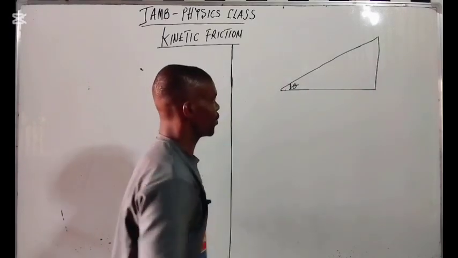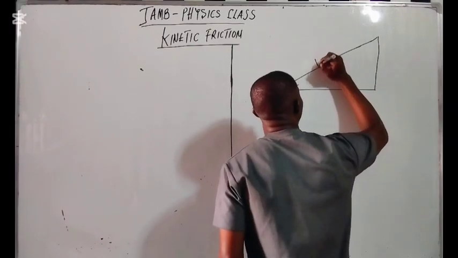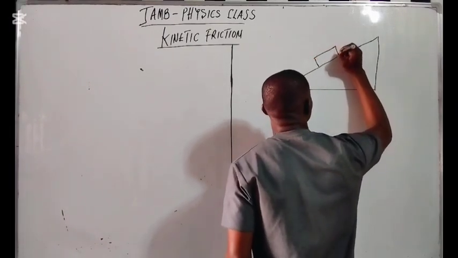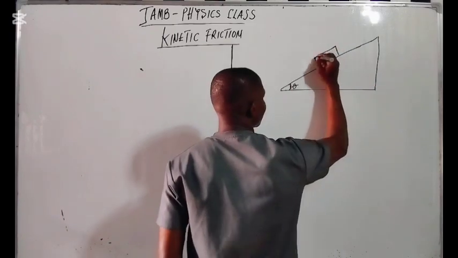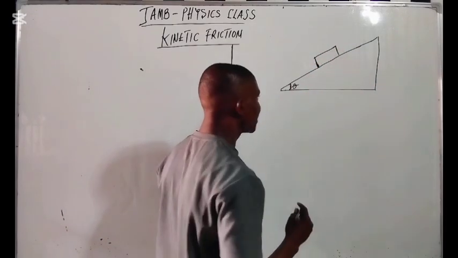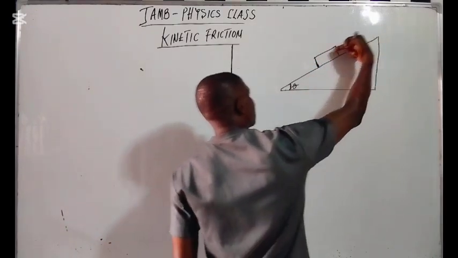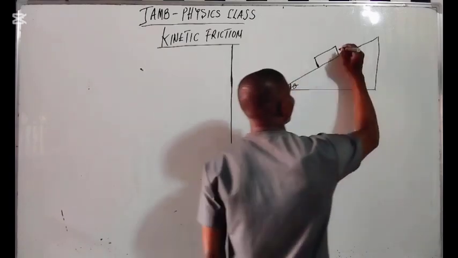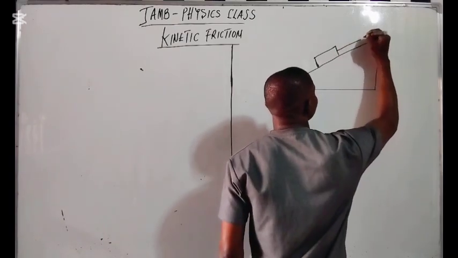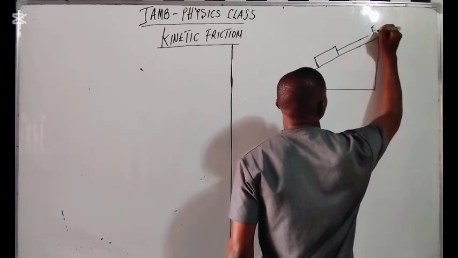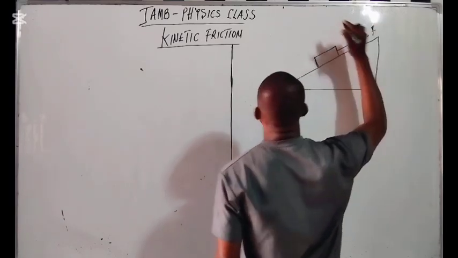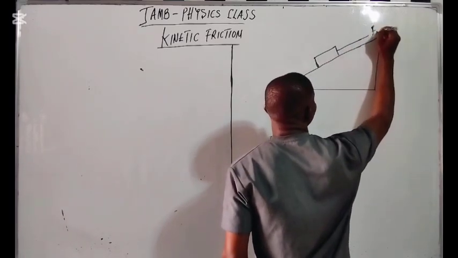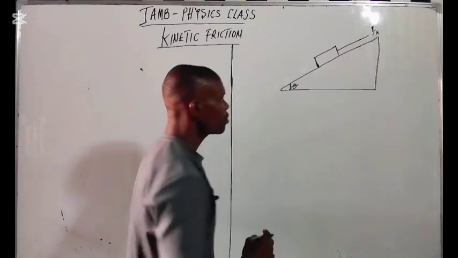Now please pay close attention here. When you have an object or a bus moving downward, the ball is sliding with force, right? Now the frictional force is the force that acts in opposition. So you have kinetic friction. Do you understand?